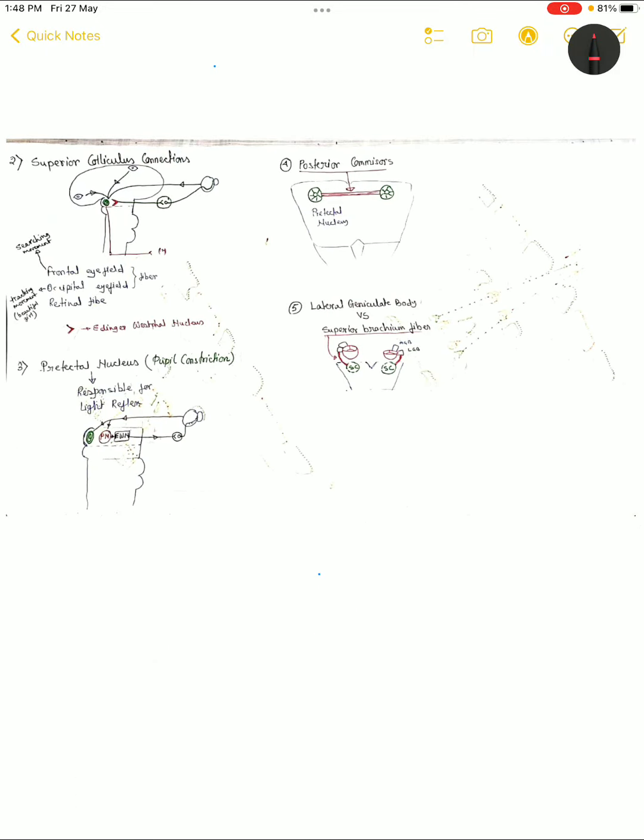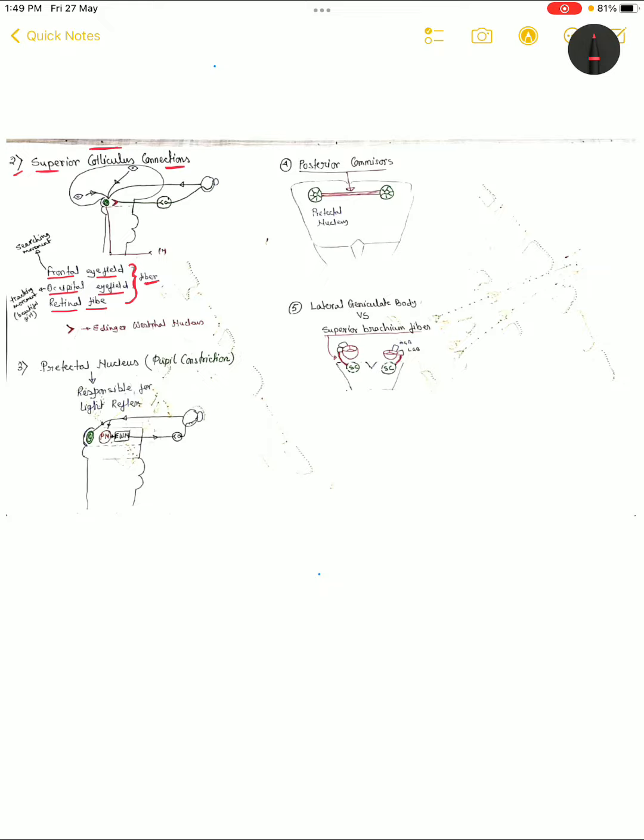So let's see here. Here we are going to talk about the superior colliculus connections. Okay. Superior colliculus, I hope you know what superior colliculus is. But what connections does the superior colliculus have? Okay, before that, remember, come down here and remember this fiber. Okay, we have frontal eye field fibers, we have occipital eye field fibers, we have retinal fibers, and we have some descending fibers, or say tectospinal fibers, coming in the diagram.